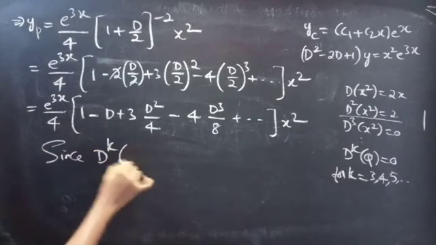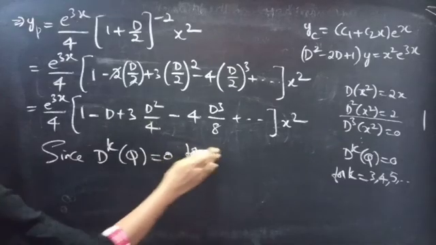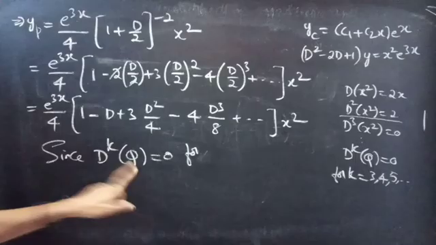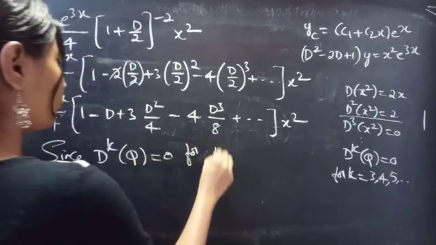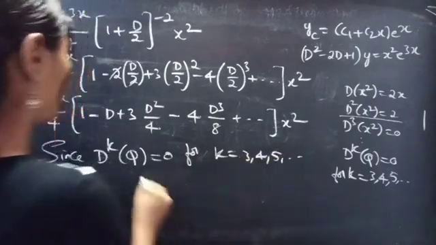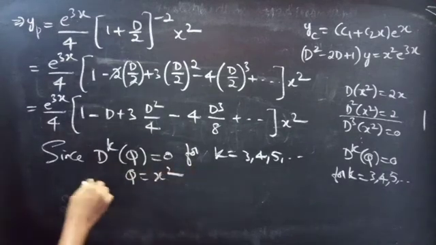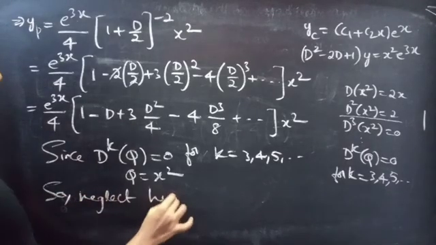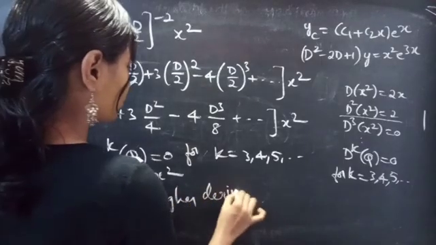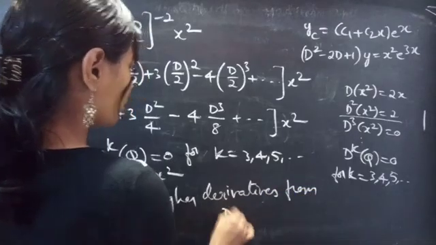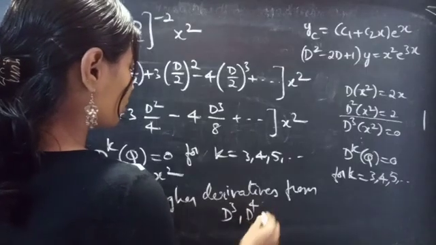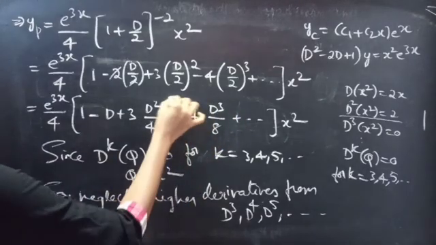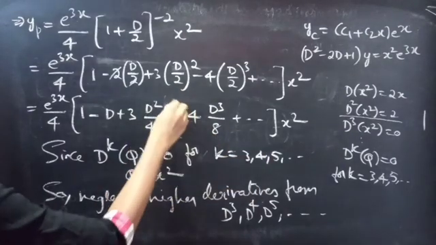Since d power k of q is 0, see here q is nothing but x square, okay? I mean x square is q, or q is x square, for k equals 3, 4, 5 and so on, right? So neglect higher derivatives from d cube, d power 4, d power 5 and so on. Okay, so we can neglect d cube here, and all the terms from here.